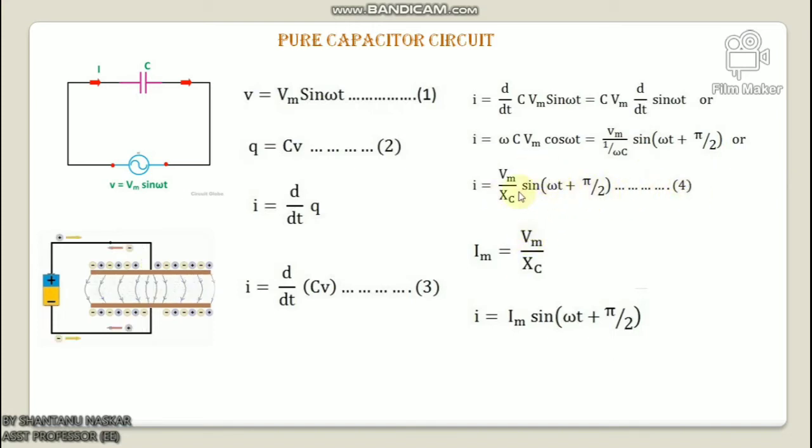Here Xc equals 1 by omega C is the opposition offered to the flow of alternating current by a pure capacitor, and it is called capacitive reactance. Okay. Now the value of current will be maximum when sin omega t plus pi by 2 equals 1. Therefore, the maximum current Im will be Im equals Vm by Xc, and substituting the value of Im in equation 4, we get I equals Im sin omega t plus pi by 2.